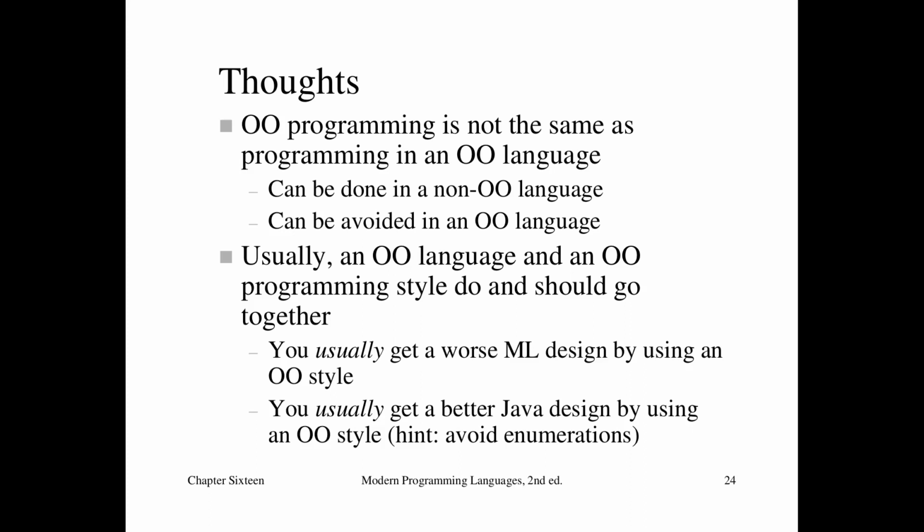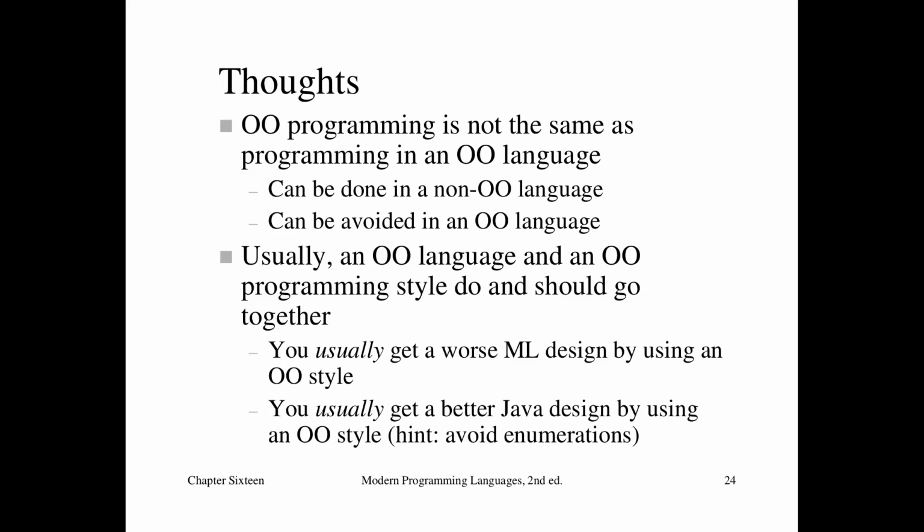So what this all comes down to is that we've learned that OO programming is not the same as programming in an OO language, right? You can do it in a non-OO language like we saw with ML, but it's probably not a good thing to do, mainly because we're not going with the flow of that language. And we can also avoid using OO in an actual OO language, which also should be avoided because now we're violating the flow of that language. So just go with the flow and enjoy it.